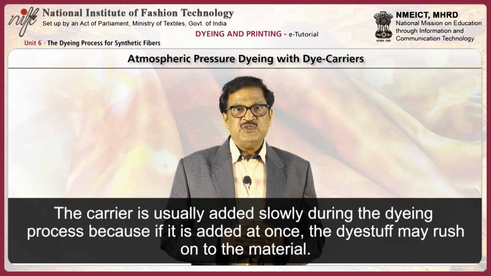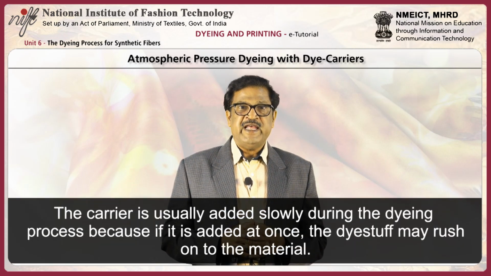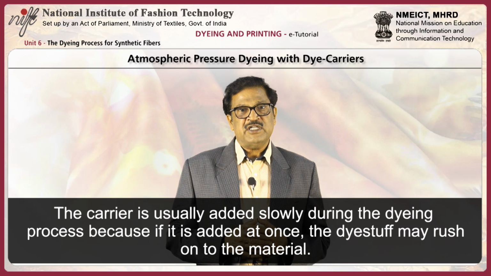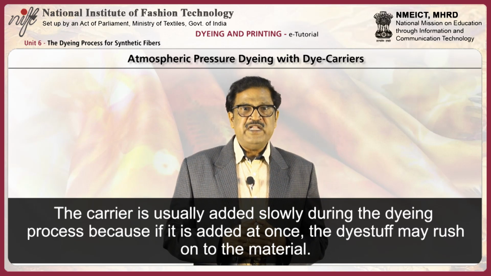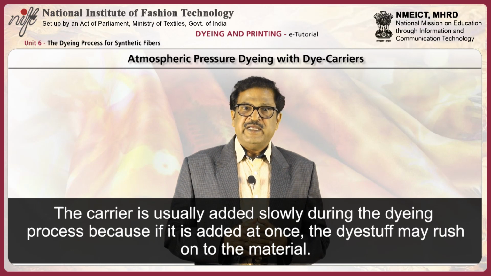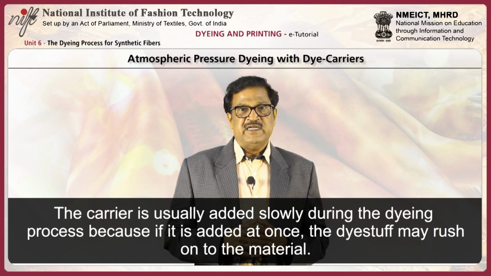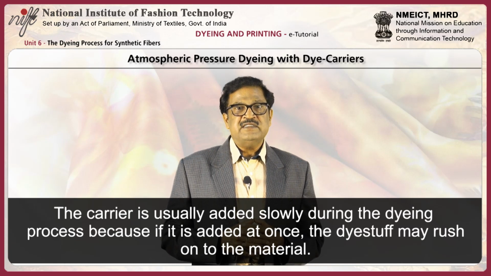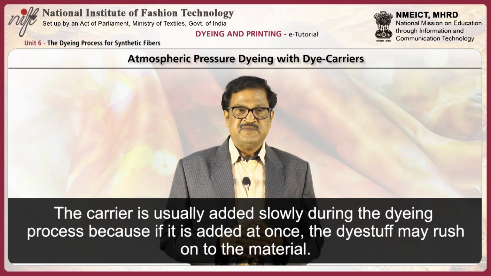The carrier is usually added slowly during the dyeing process because if it is added at once, the dyestuff must rush onto the material. Only a small percentage of polyester fibers in use is currently dyed by this method, since it requires the use of large amounts of undesirable dye carriers.